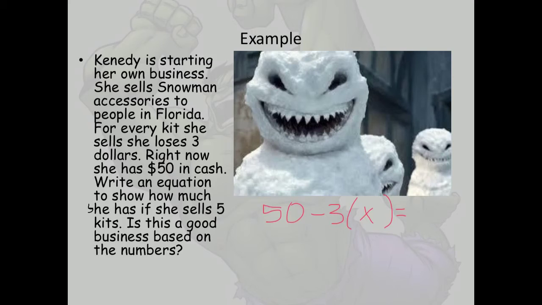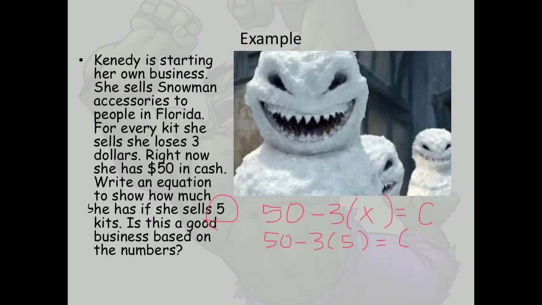let's see how much she has in cash, so I'll just make that C. But if we want to figure out how much she has in cash after selling 5, I'm going to substitute 5 in for that value of X, and I'm going to write 50 minus 3 times however many kits she sells, and in this problem it says 5, equals C, so we wrote an equation for it. So is this a good business based on numbers? Well, let's see. Our first number would be 50 minus 3 times 5.